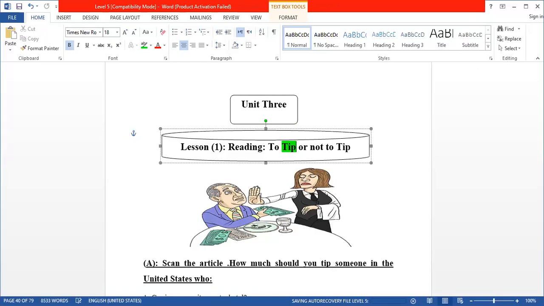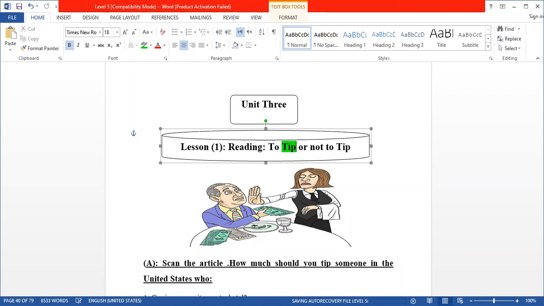يعني احنا ممكن نستخدمها كفعل وكاسم. Tip is a noun and to tip is a verb. As a noun here it means what? Tip as a noun means كاسم. It means a small amount of extra money. يعني extra money يعني فلوس زيادة. Extra money.